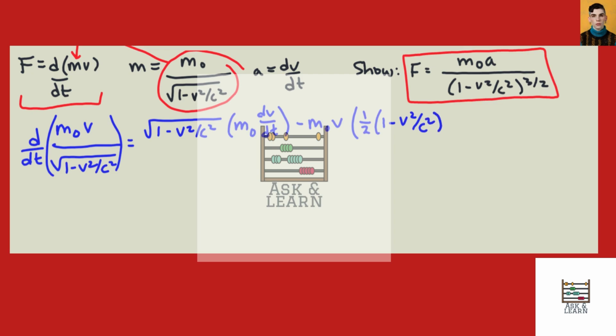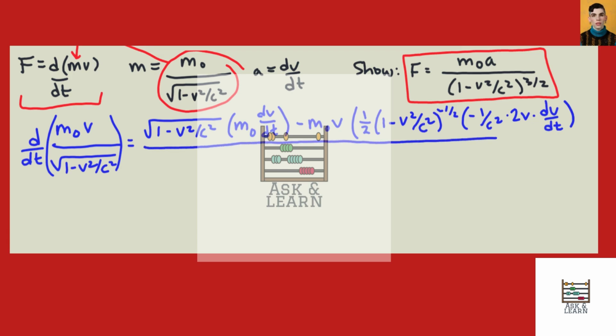And then, using the chain rule, we're going to take the derivative of the inside, which would be negative 1 over c squared times 2v, times dv dt. Remember, chain rule, v is not our variable, t is our variable. And this is all over the denominator squared, and so we're squaring the square root, so it's all over 1 minus v squared over c squared.